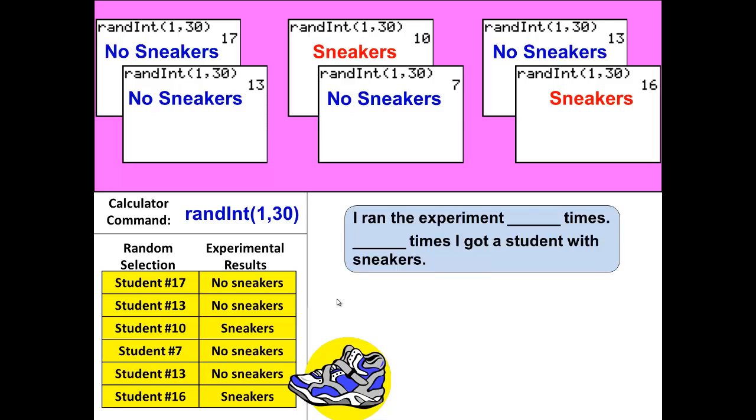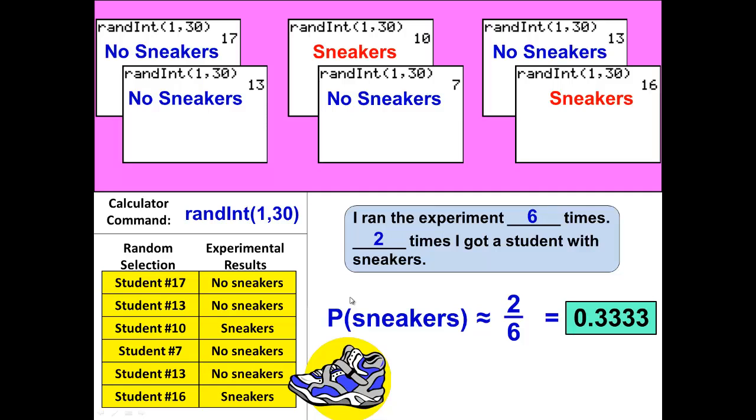So in this case, we ran the experiment 6 times, and 2 times I got a student with sneakers. So the probability of sneakers using the empirical approach or the relative frequency approach is 2 out of 6, and that is called the relative frequency. And notice in this case, it is greater than the true probability that we got in part 1 of this series. So it will not always underestimate.